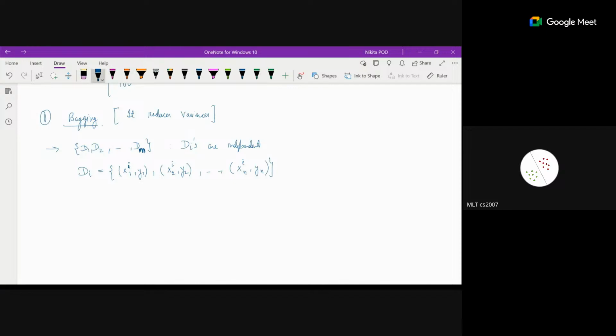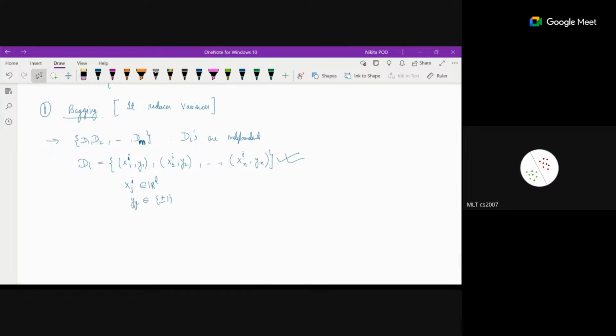Now, how does each data set look like? Each data set has n different points: you have n xi's and n yi's. Each xj will belong to R^d, and your yj's will belong to the label set. Since we're talking about classification here, it will belong to plus or minus one. All right, this is how your data set is.